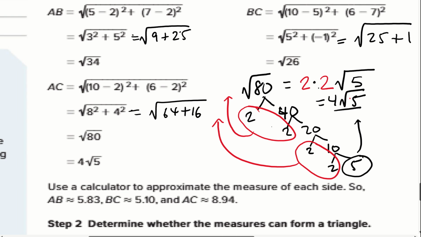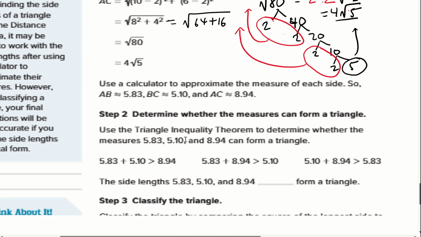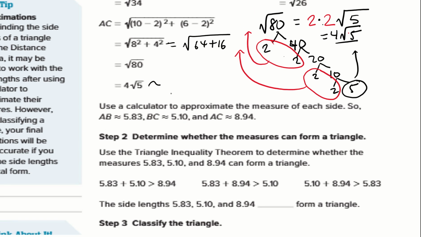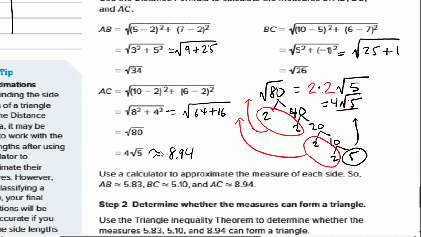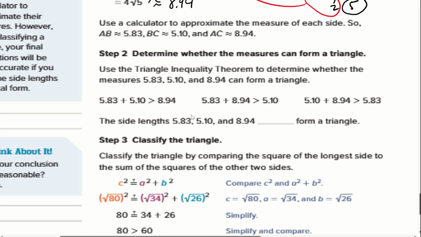Okay, so again, use the method that I taught you earlier. And then of course we can use a calculator to approximate the measure of each side. So this one is approximately 8.94. We got BC is about 5.10, and then this is about 5.83 if you did it on the calculator and got a decimal.